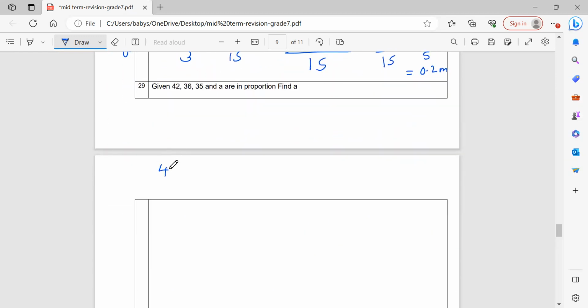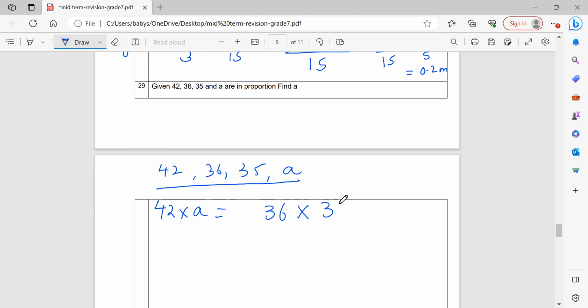Given 42, 36, 35, and A are in proportion, which means product of extremes is what? 42 into A is equal to product of means. The middle two terms are 36 into 35. So I told you in these kind of sums, just keep the A one side and put the other one down. 42 will come down.